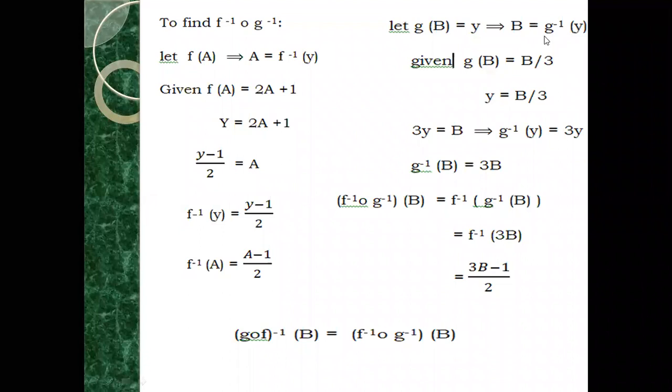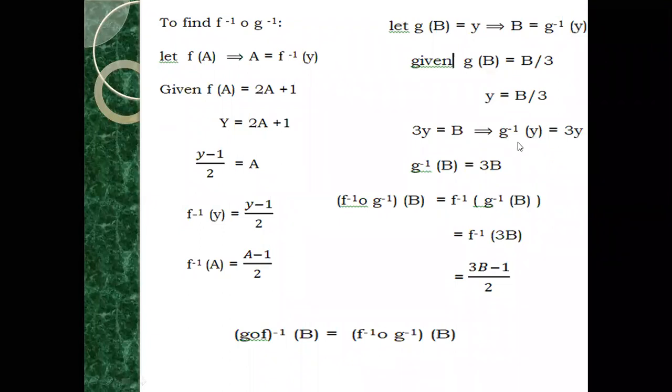From that, B is equal to G inverse of Y. Given G of B is equal to B by 3. So Y is equal to B by 3. So from that, we get B value 3Y. So B value is equal to G inverse of Y. So G inverse of Y is equal to 3Y.